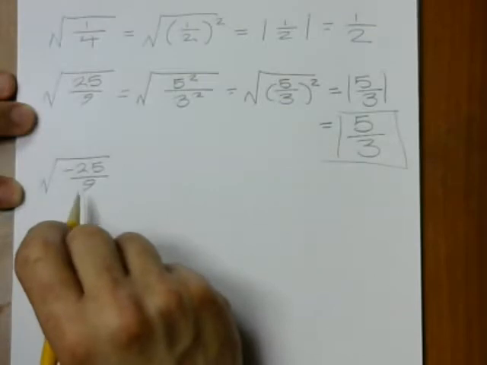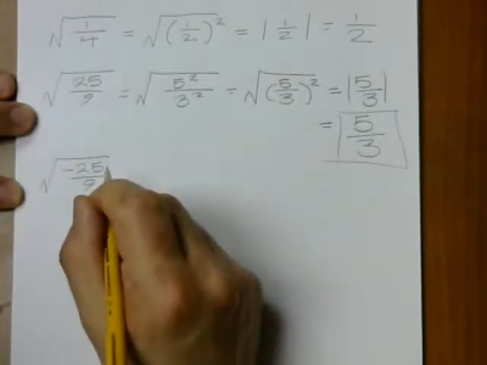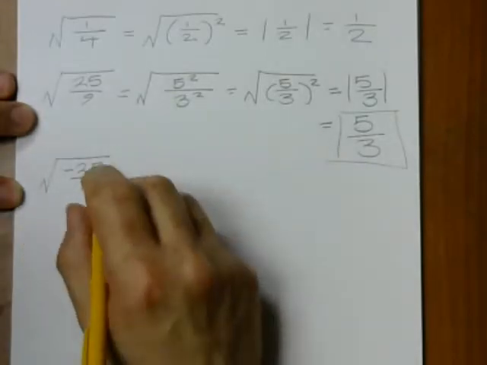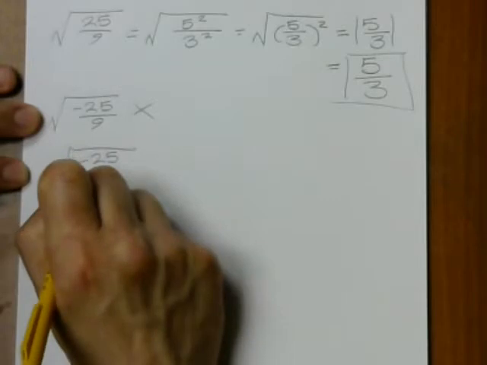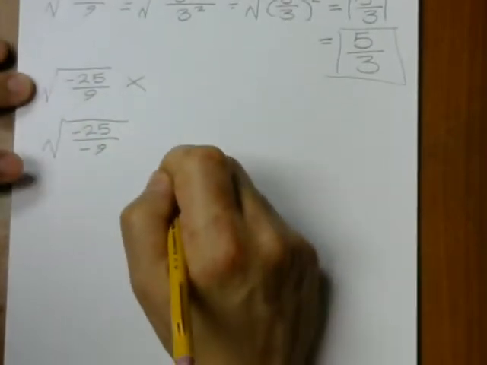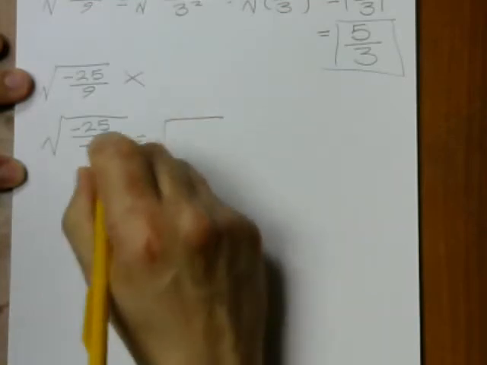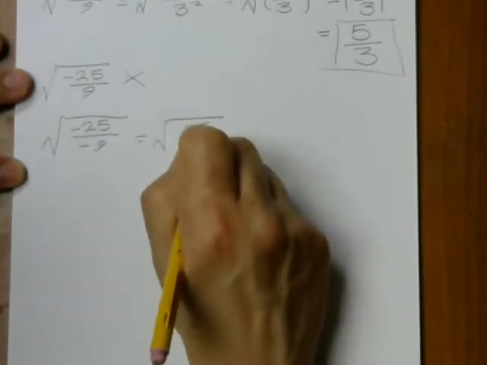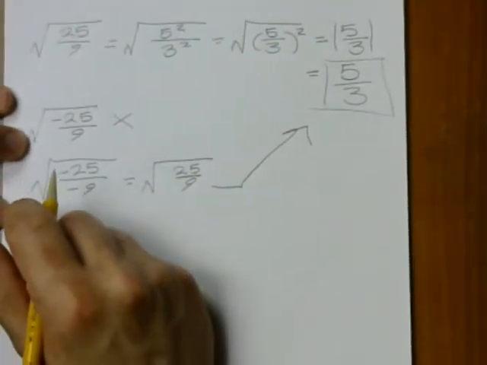If, however, I was asked something like the root of negative 25 over 9, that I would not be able to do because there's not going to be the square of any number that gives me a negative as an output. So that's not doable. However, if I wanted the square root of negative 25 over negative 9, that would be fine because negative 25 over negative 9 is the same as 25 over 9. So we'd be back in that situation again.